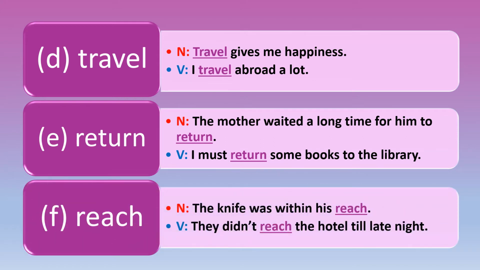Reach. The knife was within his reach. What was the knife within? His reach. So whenever I ask a question what and I get the answer as a naming word, that is a noun. And whenever there is some action being done, they didn't reach. So they didn't reach the hotel till late night. Reach becomes the verb.